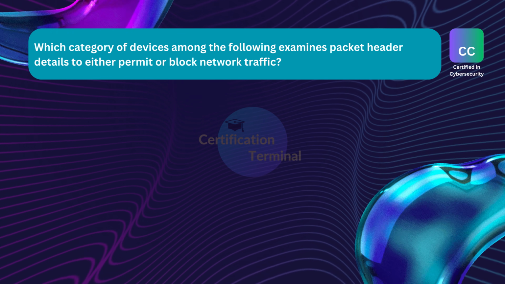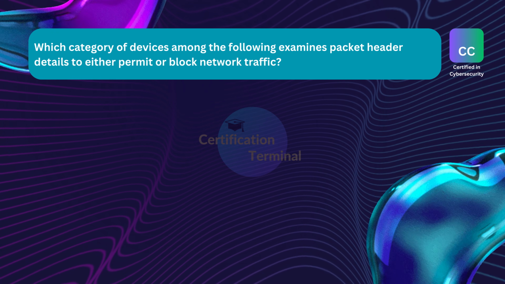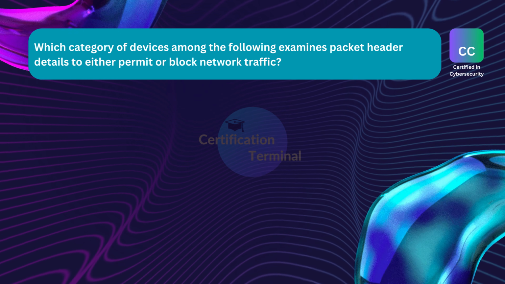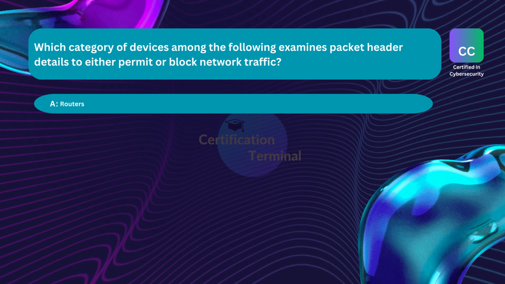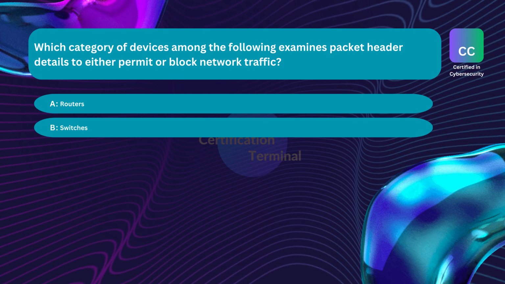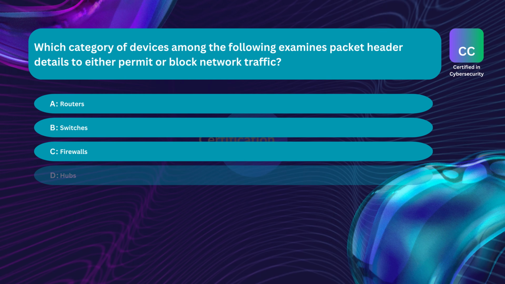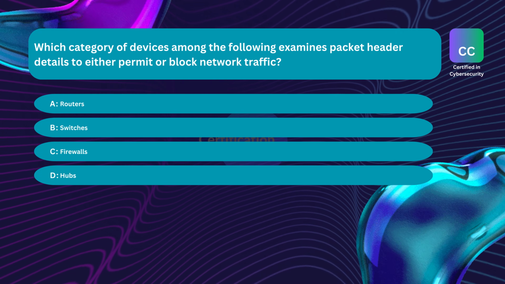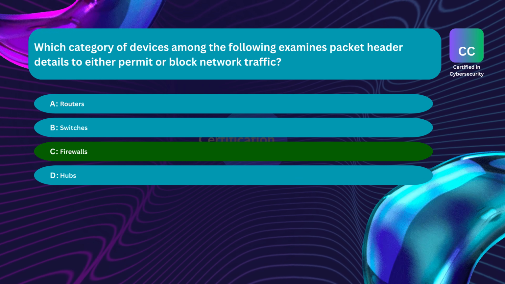Question number 22. Which category of devices among the following examines packet header details to either permit or block network traffic? Option A, routers. Option B, switches. Option C, firewalls. Option D, hubs. The correct answer is Option C, firewalls.